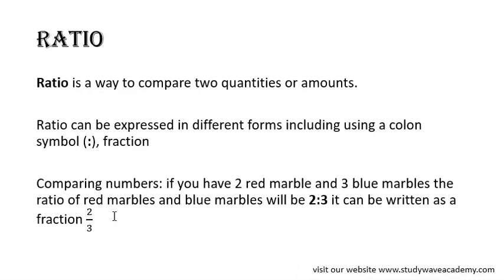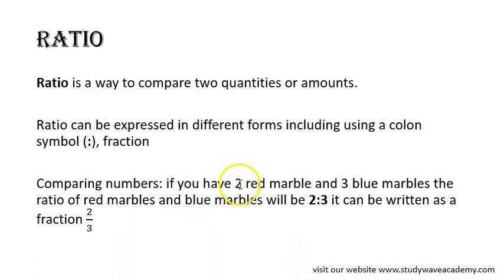Ratio is just all about comparing quantities or amounts, fruits, numbers. It's when you compare two things, when you compare different things together. That is ratio. So ratio is a way of comparing two quantities or amounts. It can be expressed using a colon or, sorry, a fraction. Okay? Do we understand that?